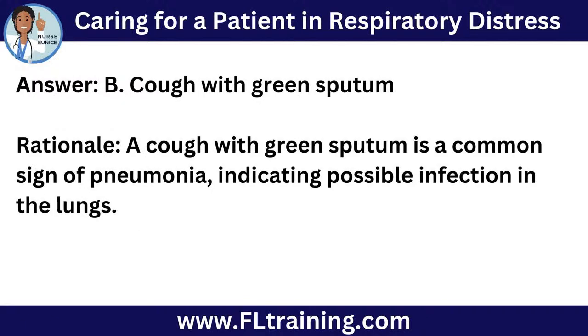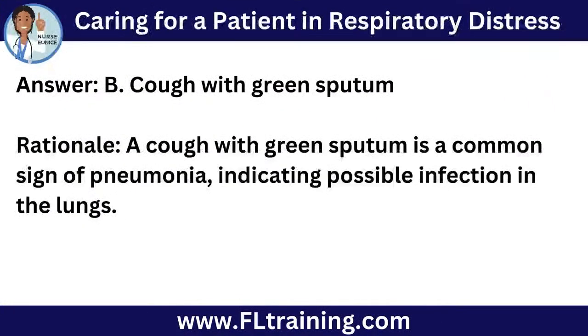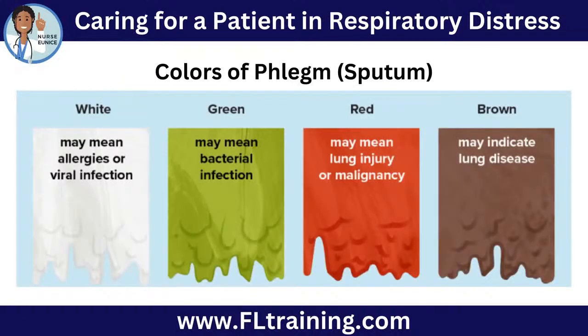And yes, if you said B, cough with green sputum, you are right. If it's a cough with clear sputum, we don't care as much. But a cough with green sputum is a common sign of pneumonia indicating possible infection in the lungs. We call it phlegm, spelled P-H-L-E-G-M. That's another way of saying sputum. If it's clear, that could be allergies. If it's white or clear, if it's green, that's infection. Red, there must be some type of injury. They're coughing up blood. And brown or dark, they probably have a malignancy such as cancer.